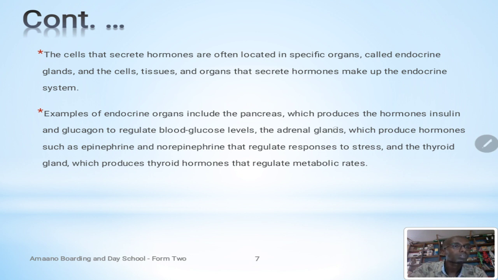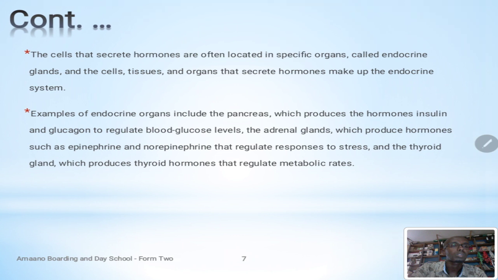Adrenal glands are found at the top of the kidneys, as you see from here. Ad means above, and renal means kidney. They produce hormones such as epinephrine and norepinephrine that regulate responses to stress conditions. And the thyroid gland, which is found in the neck, produces the thyroid hormones that regulate the metabolic rates. This is thyroxine. The hormone called what? Thyroxine.